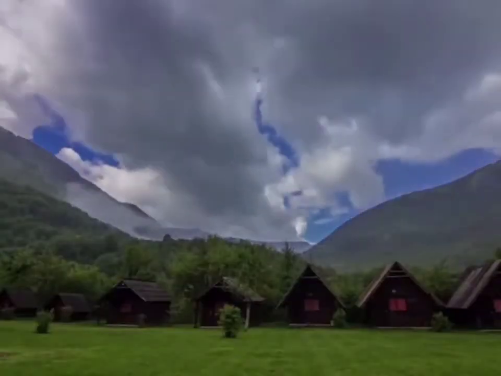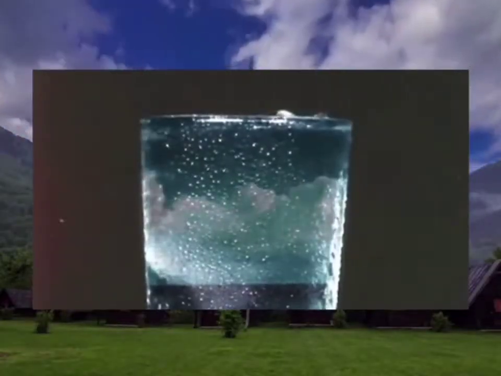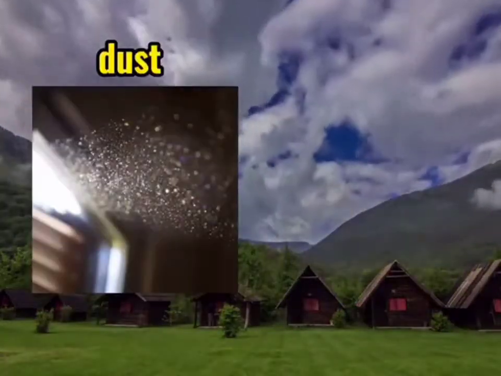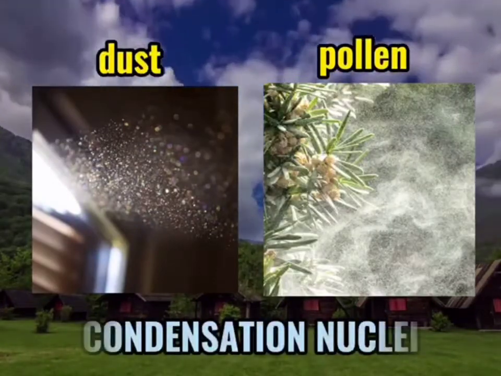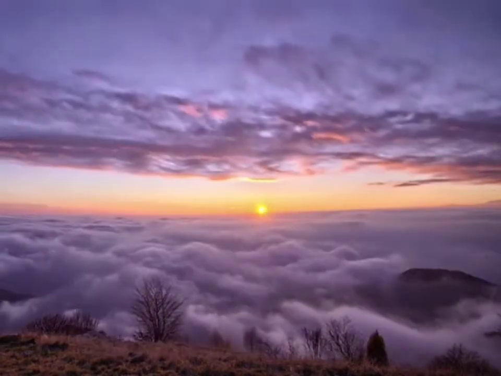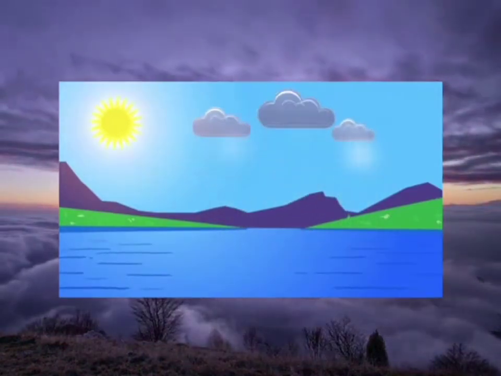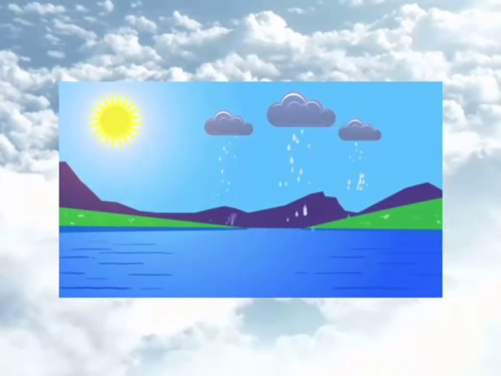It's easier for water vapor to condense into water droplets when it has a particle to condense upon. These particles, such as dust and pollen, are called condensation nuclei. Eventually, enough water vapor condenses upon pieces of dust, pollen, or other condensation nuclei to form a cloud.